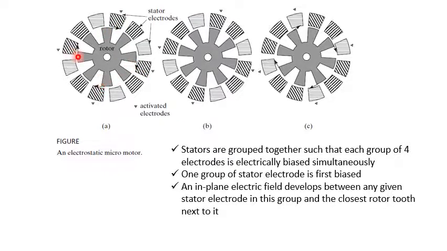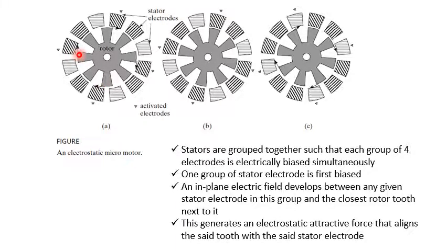Once this electric field develops, it generates an electrostatic attractive force that causes this rotor tooth to align with the stator electrode. That can be seen in the next figure. This results in an angular movement of the rotor. Now in the next step, the electric bias is shifted to the next group of 4 electrodes, resulting in a small angular movement in the same direction.